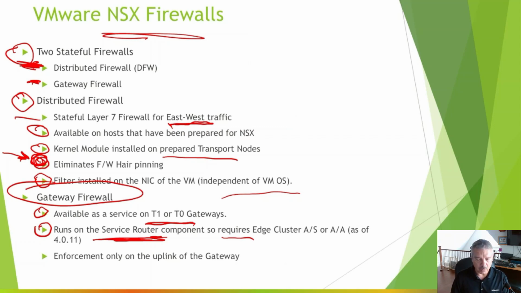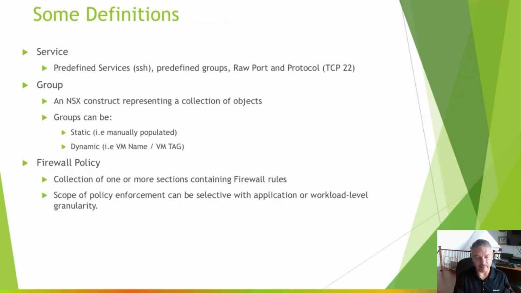Notice over here, it says requires an edge cluster, and it can run as active standby or active as of 4.0.1.1. I'll talk more about that when I get into the gateway firewalls. I'm not going to go down the road right now. Enforcement is only on the uplink of the gateway, and I'll talk about that again when we get there, okay? But right now, we're going to look at the distributed firewall.